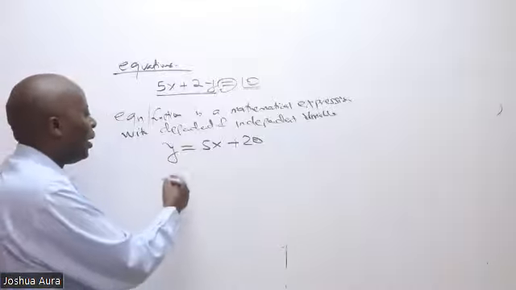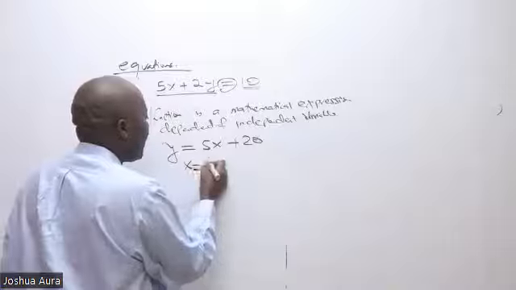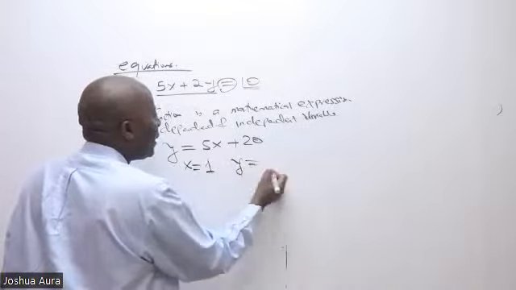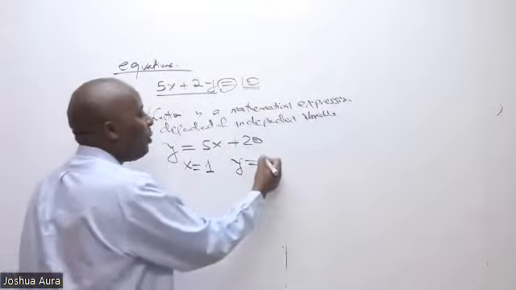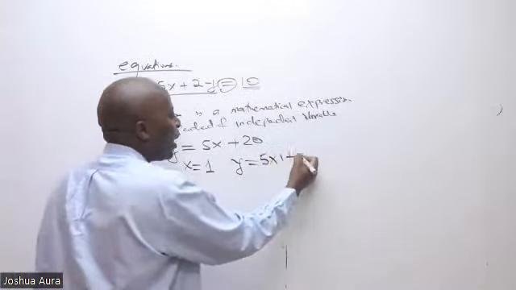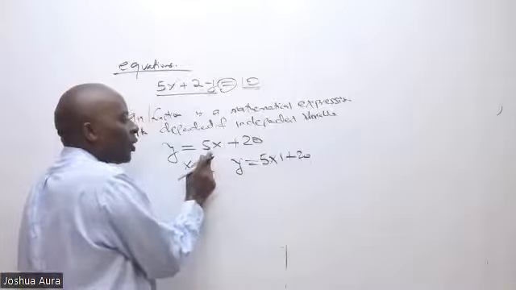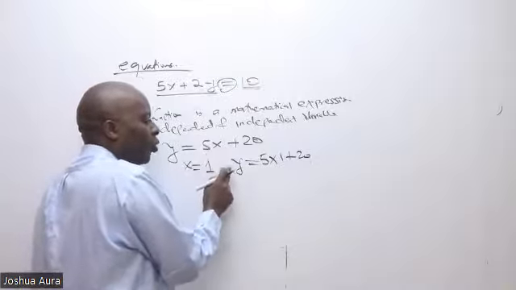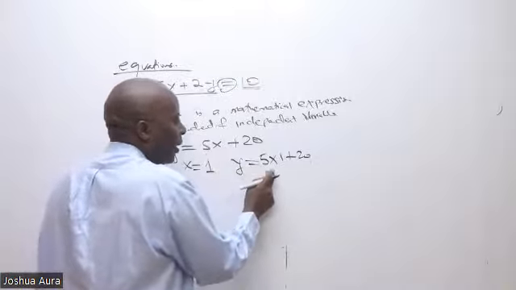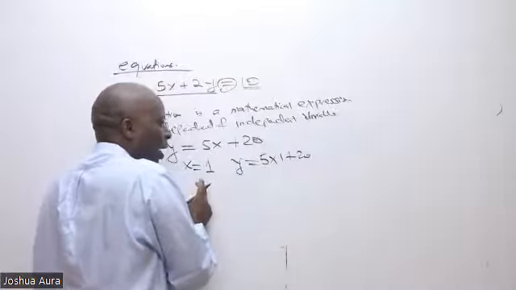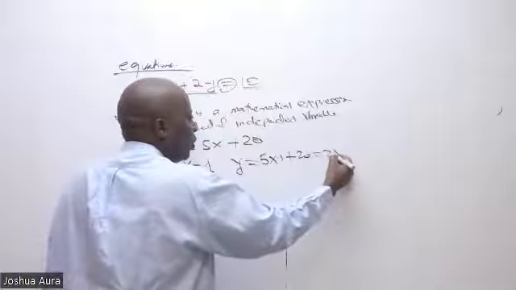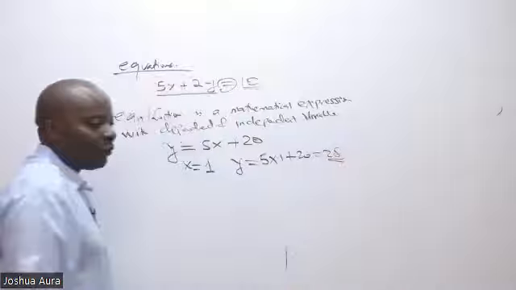Such that if you tell me that x in this case equals 1, then I will easily give you the value of y. y will be 5 times x, which is 1, plus 20. I'm simply trying to fix x here. So y will be 5 times 1, plus 20, which gives me 25.